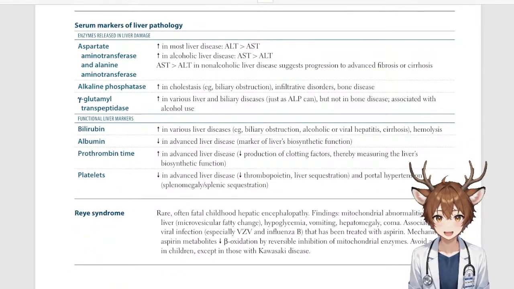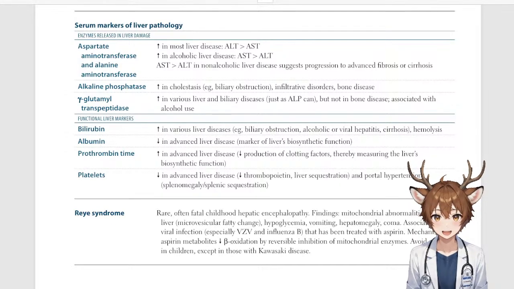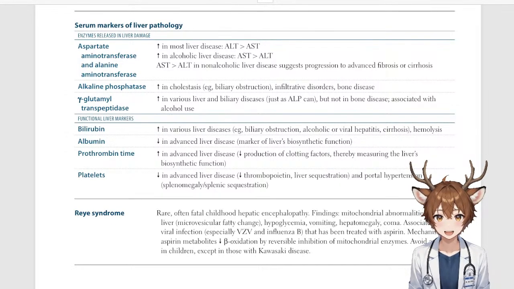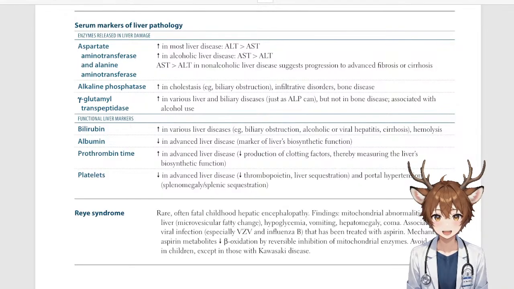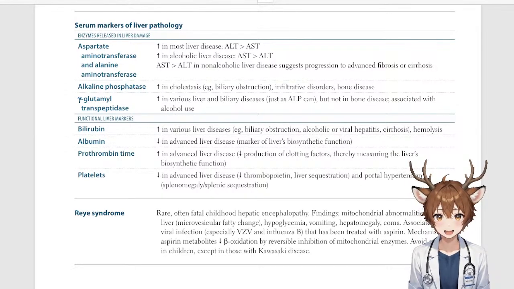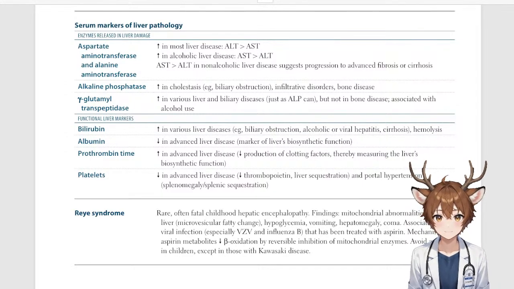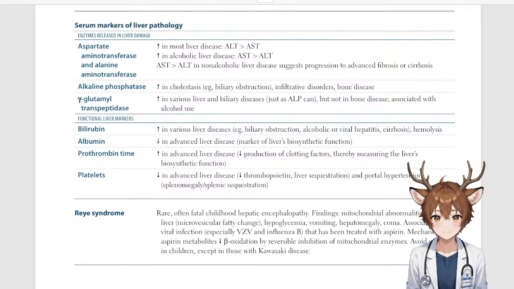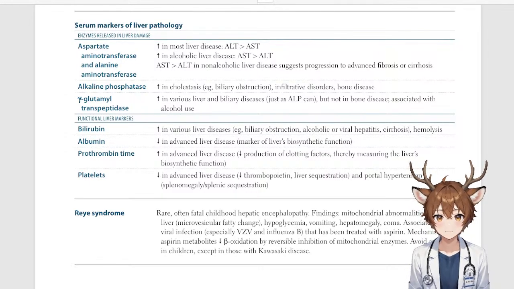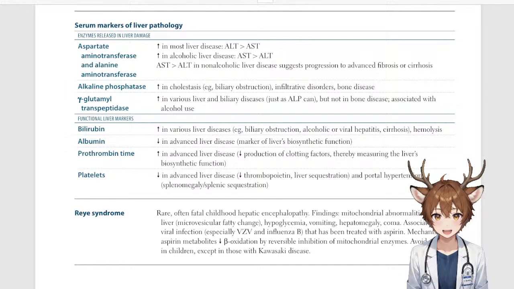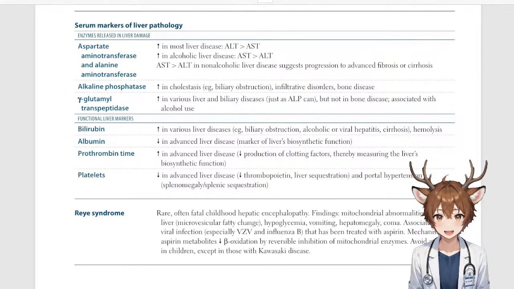Serum markers of liver pathology. So we have a few of these on here. We have aspartate aminotransferase, which is AST, and alanine aminotransferase, which is ALT. These are going to be increased in most liver diseases, with the ALT greater than the AST, except in alcoholism.